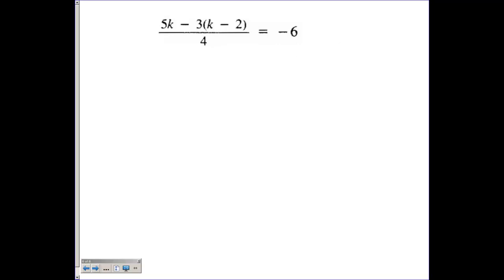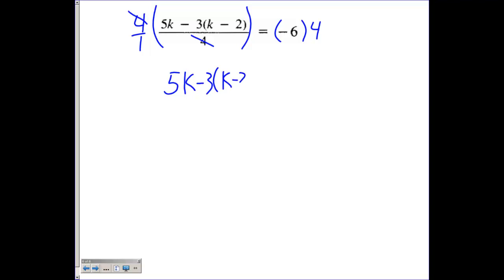Notice that we have a very large fraction that is divided by 4. So in order to get rid of that, I'm going to times by 4 on both sides. And that's really 4 over 1. So once this cancels out with the 4 on the bottom, all I have left over is a 5k minus 3 times k minus 2. All that happened was the divide by 4 on the bottom was canceled out by the times 4 on the top. On the right hand side, I now have a negative 24 when you multiply those together.